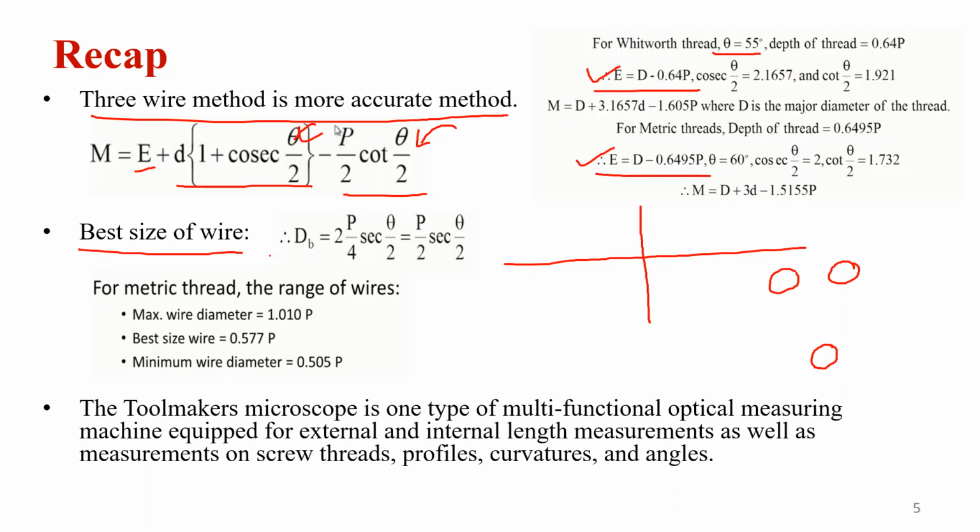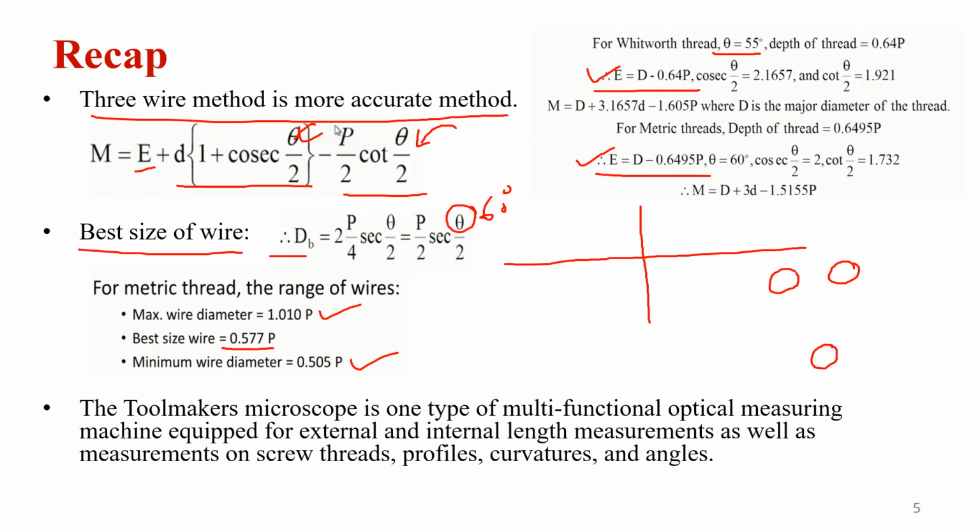So dB is equal to p by 2 into secant theta by 2. For Whitworth thread, theta is equal to 60 degrees. By substituting theta equal to 60 degrees, we get the best size of the wire as 0.577 times the pitch. And we can also obtain the maximum diameter of the wire and the minimum diameter of the wire using these formulas.